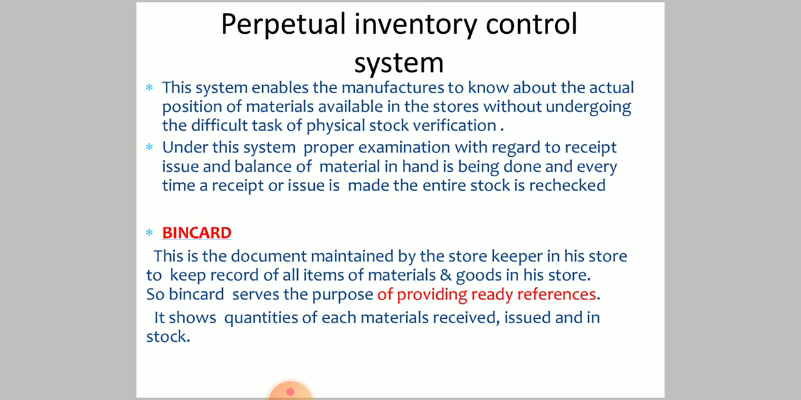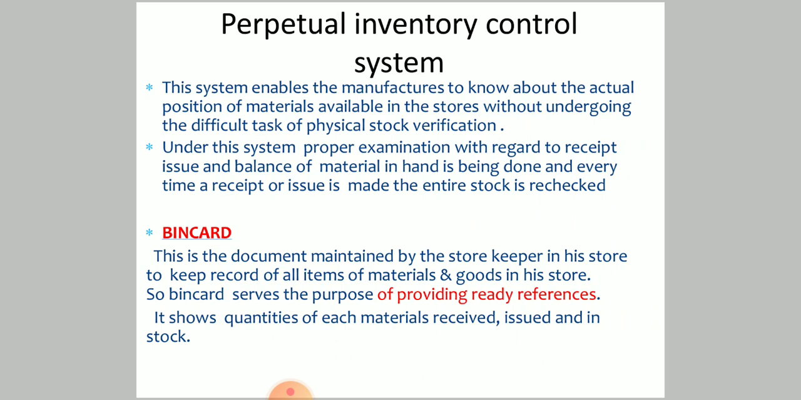For the perpetual inventory system, the system enables the manufacturers to know the actual position of the materials which are available in the stores without undergoing the difficult task of physical stock verification. Under this system, proper examination with regard to receipt, issue and the balance of material in hand is done, and every time a receipt or issue is made, the entire stock is rechecked.